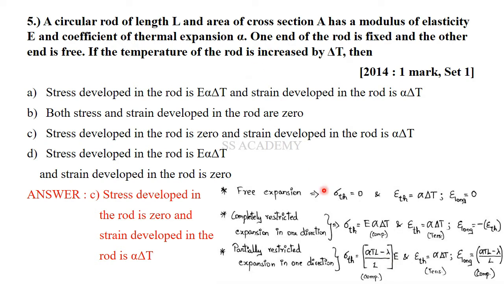Here it is free expansion. From free expansion, we know that the thermal stress is 0 and the thermal strain is alpha del T. Here the answer which corresponds to this is: stress developed in the rod is 0 and strain developed in the rod is alpha del T. So C comes out to be the answer.